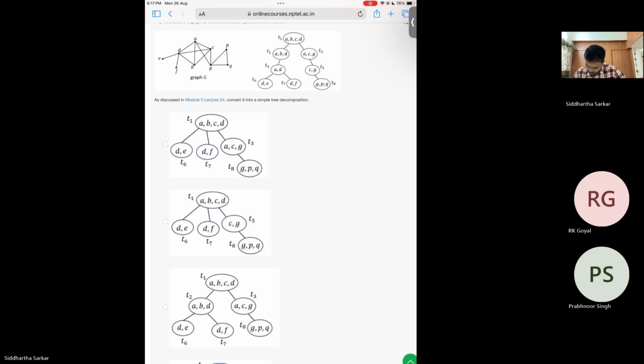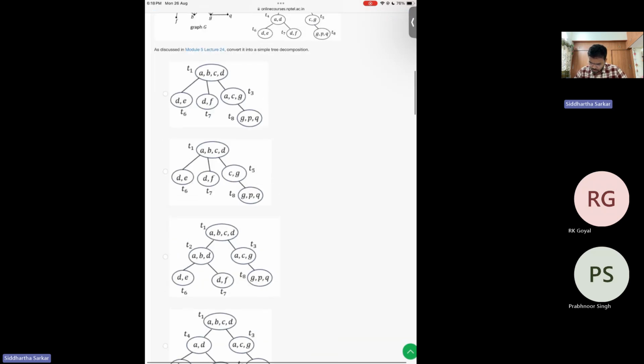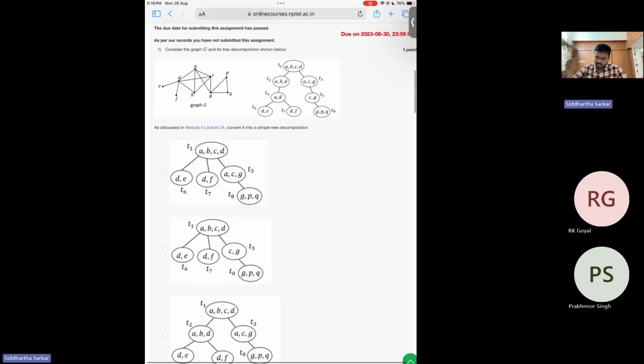Connectedness. So it is quite cumbersome to do trial and error and see which of these options is correct in terms of maintaining all the decomposition properties as well as the property of simplicity. So we'll not go into doing that trial and error because that will take a lot of time. What we will do is see how one can systematically convert a tree decomposition into a simple tree decomposition. Okay, so let's go back.